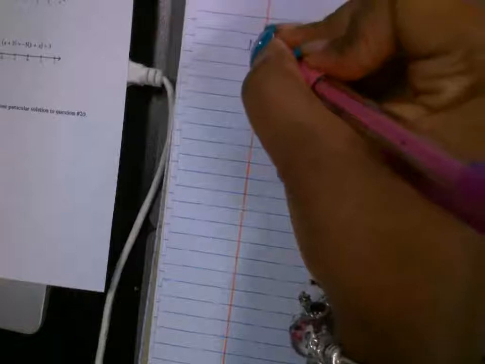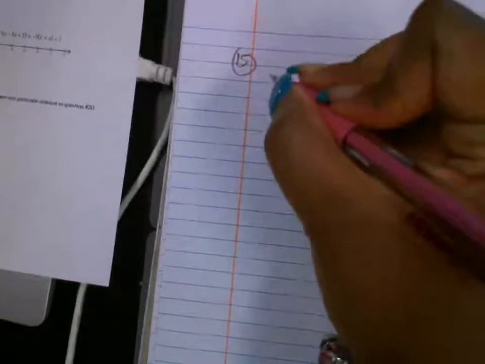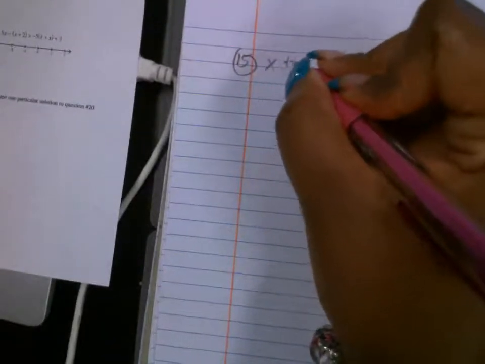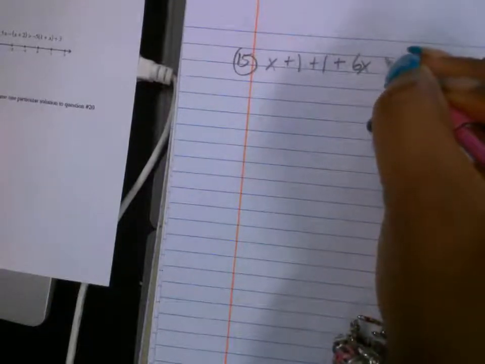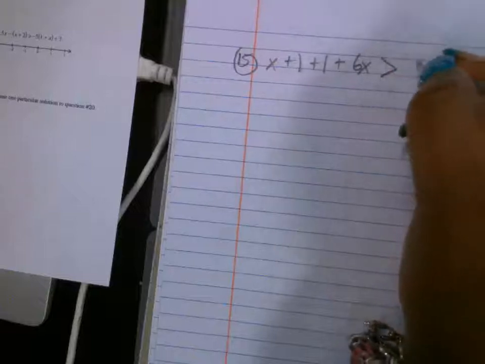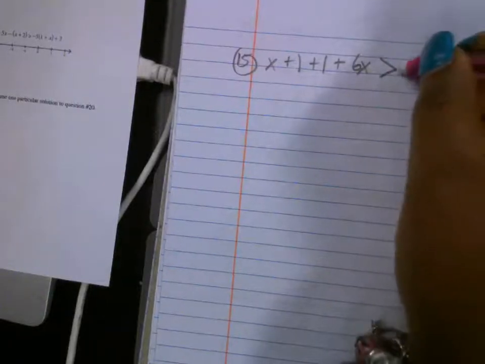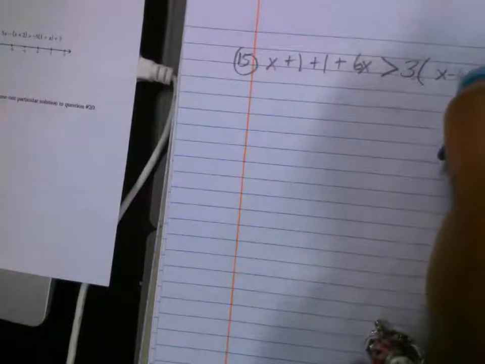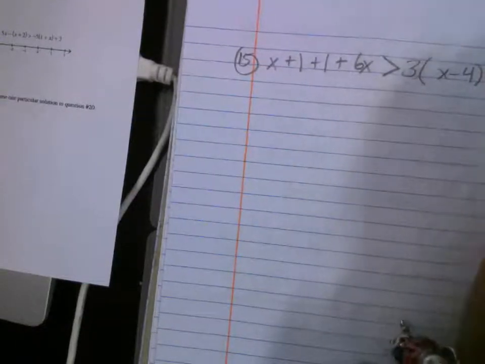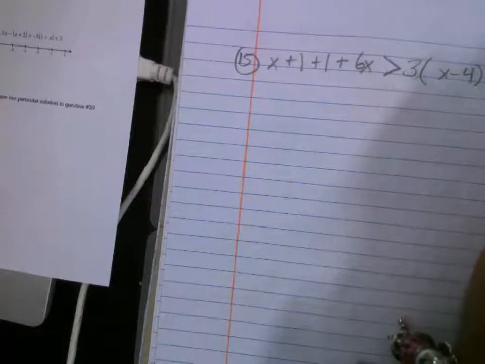Number 15. Okay? See if you can try 15 on your own. I'll write it down for you. Pause the video, see if you can do it on your own. x plus 1 plus 1 plus 6x is greater than 6. Oh, sorry. It's supposed to be 3 right there, y'all. 3 parentheses x minus 4 minus, then we got x minus 4.